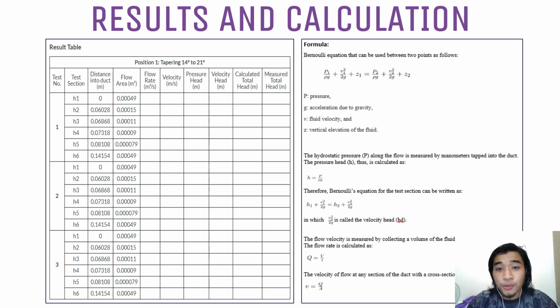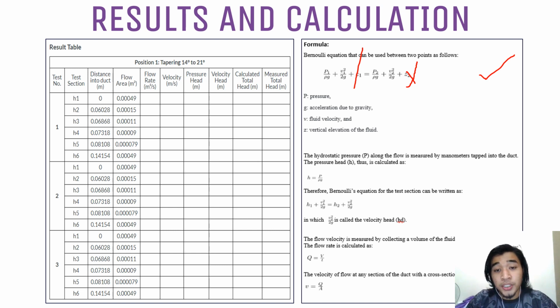Alright, so let's move on to results and calculation. The formula that will be used in this experiment is this equation. In this equation, P represents pressure, g represents acceleration due to gravity, V represents the fluid's velocity, and Z represents the vertical elevation of the fluid. But in this case, since the position is horizontal, there will be no difference in height, so we can discard Z1 and Z2. Alright, so this is our new equation without Z.